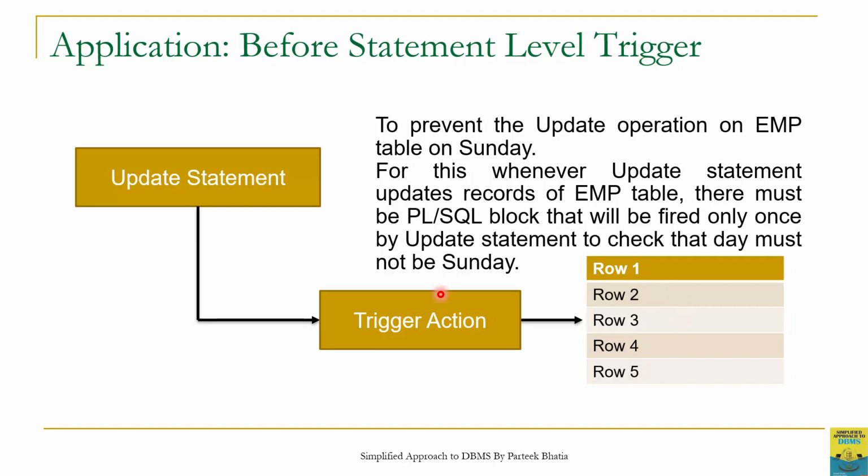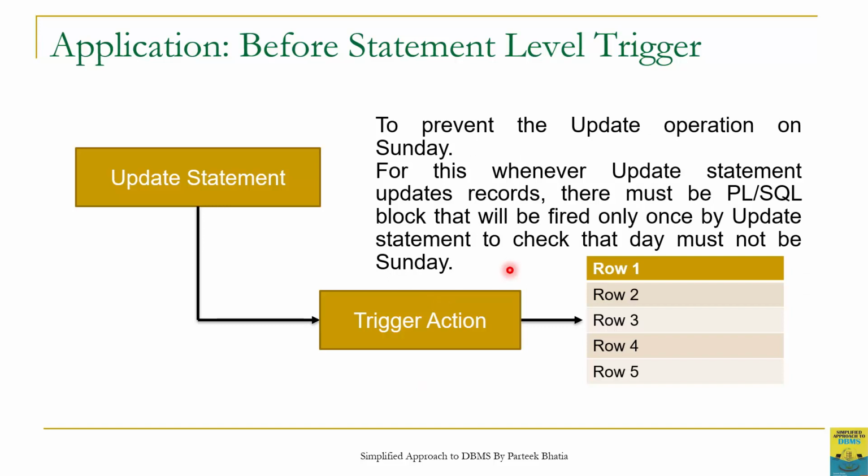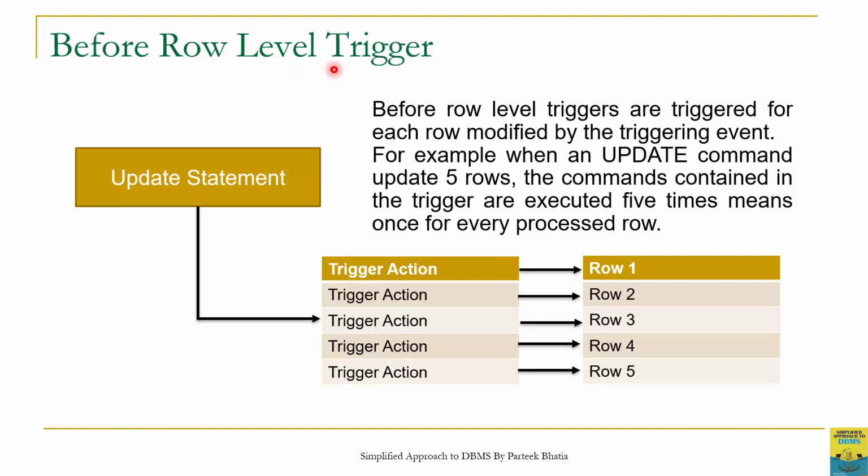If it is not Sunday, then update operation will be allowed. The second level of trigger is row level trigger. You can clearly see that in this case, trigger action is performed multiple times, which is equal to the number of rows updated by this update statement. So we can conclude that before row level triggers are triggered for each row modified by the triggering event.